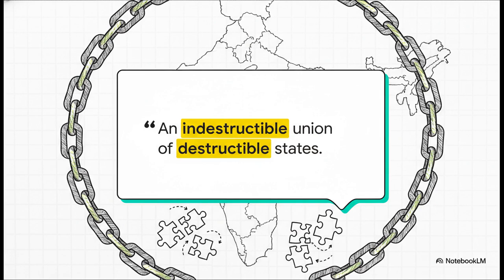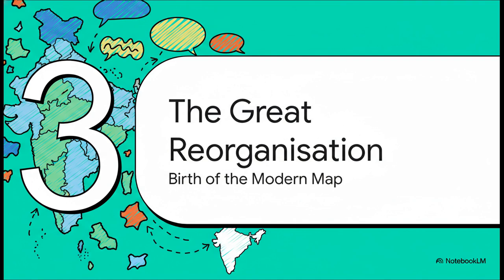And all of this brings us to the one phrase that just perfectly sums up Indian federalism: an indestructible union of destructible states. The country as a whole can't be broken apart, but the individual states that make it up, they have absolutely no guarantee that their borders or even their existence are permanent. Okay, so we've got the theory down. Now let's see this power in action.